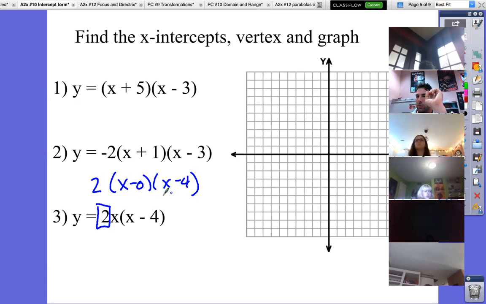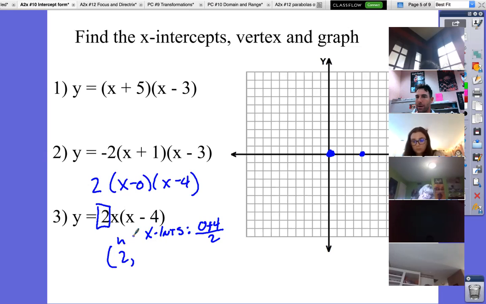So where are my 2 intercepts here? Zero and +4. Okay. Any questions about that? So if my x-intercepts are 0 and +4, then all I have to do is add them together and divide by 2, so I know that my H value is 2. Any questions about that?